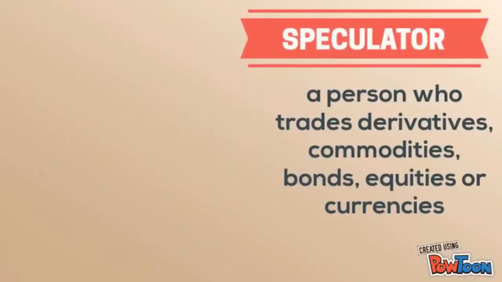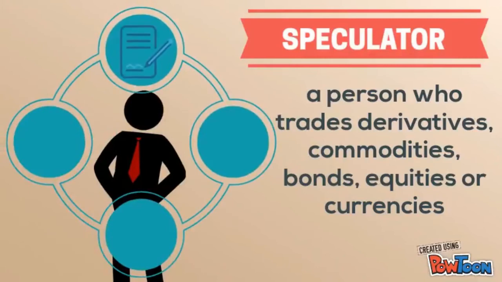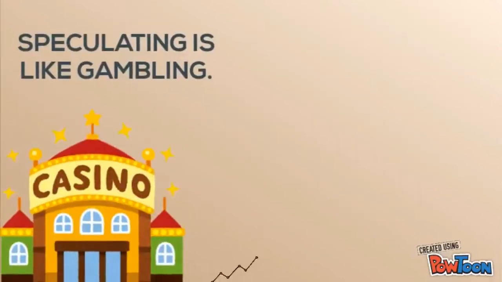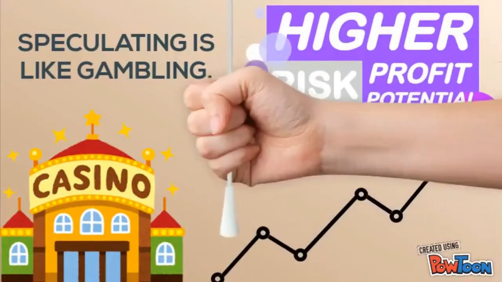Number 2, speculators. A speculator is a person who trades derivatives, commodities, bonds, equities, or currencies with a higher than average risk in return for a higher than average profit potential.